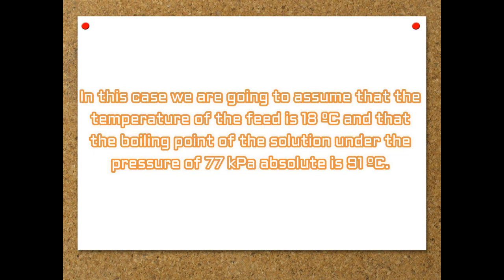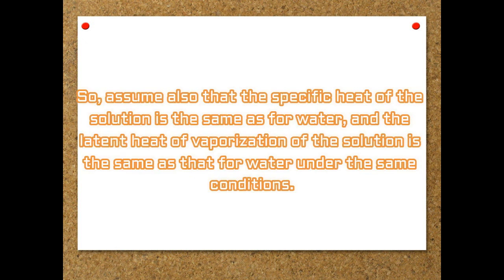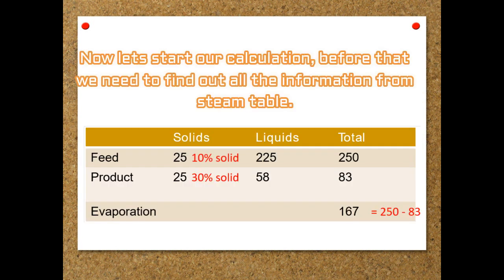In this case, we are going to assume that the temperature of the feed is 18 degrees Celsius and that the boiling point of the solution under the pressure of 77 kPa absolute is 91 degrees Celsius. So assume also that the specific heat of the solution is the same as the water, and the latent heat of vaporization of the solution is the same as the water under the same condition. Now let's start our calculation.